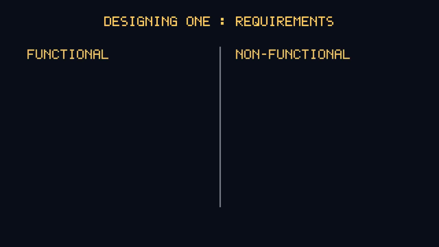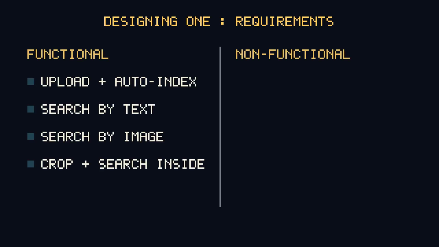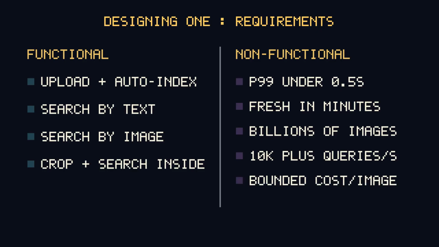So now let's think about this entire thing in terms of systems. Let's walk through the system design for a solution like this. So the functional requirements. Users upload images and the system should be able to index them without anyone tagging anything. Users search for an image via text and retrieve the relevant images. And users search for an image by an image, including cropping a region and searching inside it.